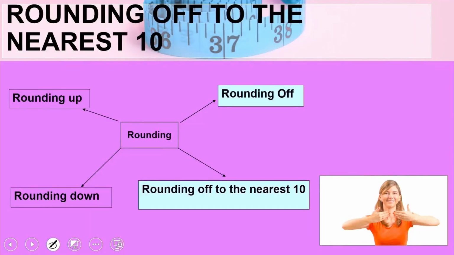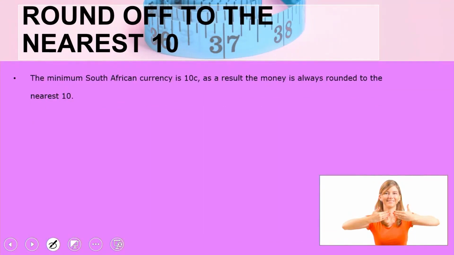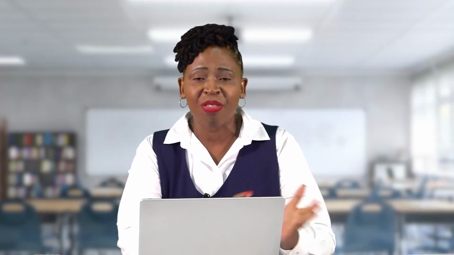Now we will cover round off to the nearest 10. What is key now is that the reason why we're dealing with the rounding off to the nearest 10 is because as you look at the South African currency, the minimum currency that we have is 10 cents. As I said at the beginning of this lesson, the prices are in such a way that they've got 99 cents, 99 rand, etc. at the end. And we need to round off always to the nearest 10. So this is so necessary.